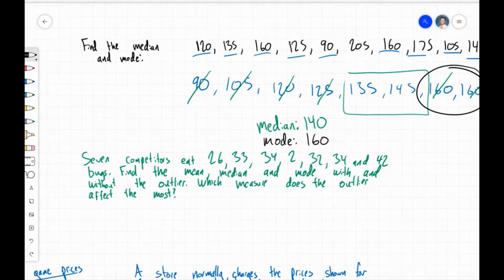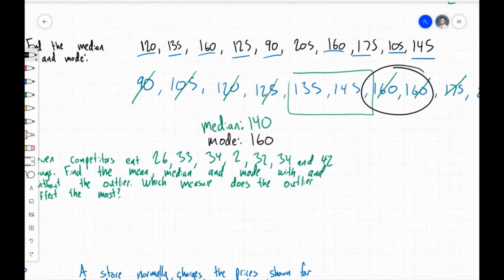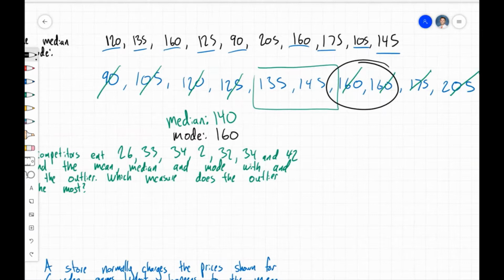All right, now another example, finding the median and the mode. It says 7 competitors eat 26, 33, 34, 2, 32, 34, and 42 bugs. Kind of a gross competition. Find the mean, median, and mode with and without the outlier. Which measure does the outlier affect the most? So again, let's go ahead and put these in order from least to greatest first. We have 2, then we have 26, then we have 32, 33, 34, another 34, and 42.